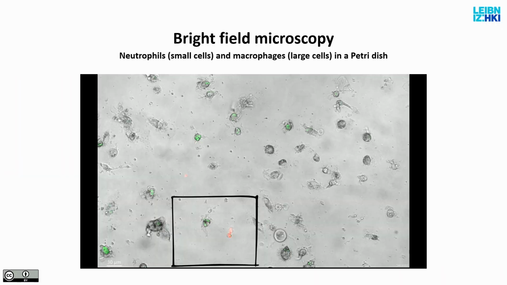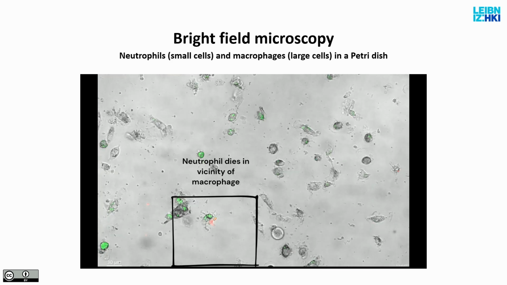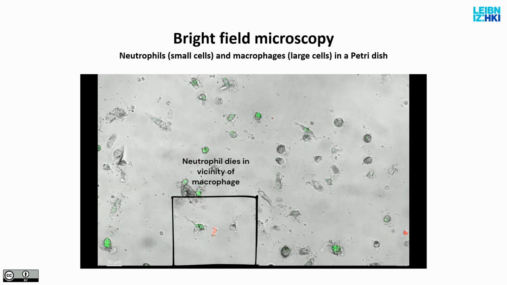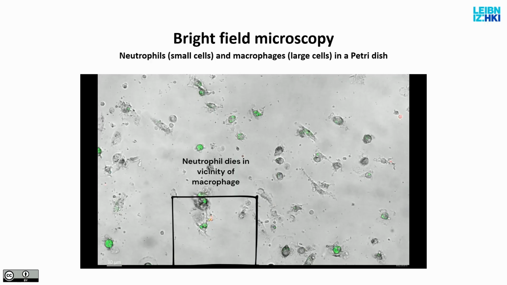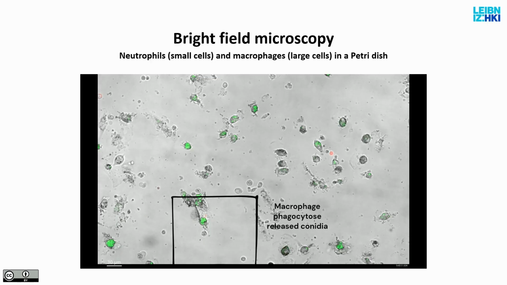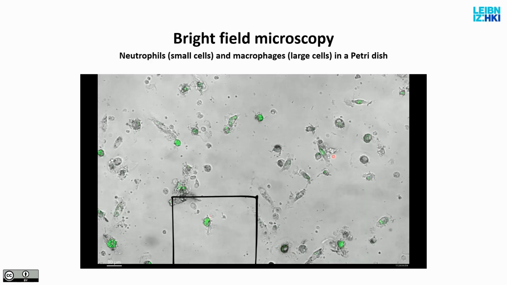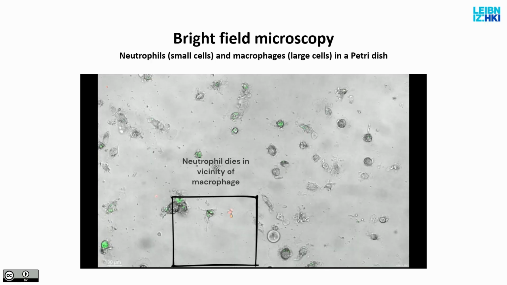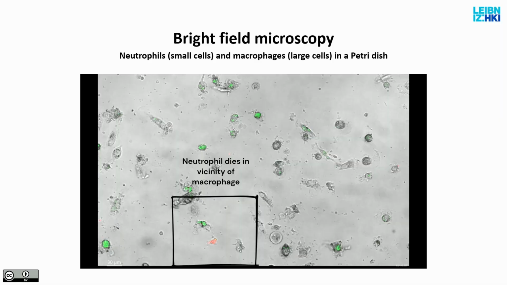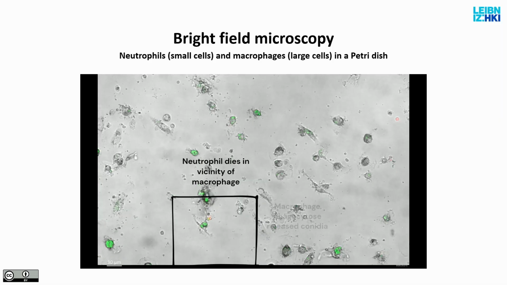Or you can ask how macrophages, the large cells, and neutrophils, the small ones, behave in the presence of fungi. And what you will notice, for example, is that the macrophages collect the fungi. These are the green labeled objects, but the macrophages themselves are not labeled. This is just a very well aligned microscope in transmitted light without any labeling.